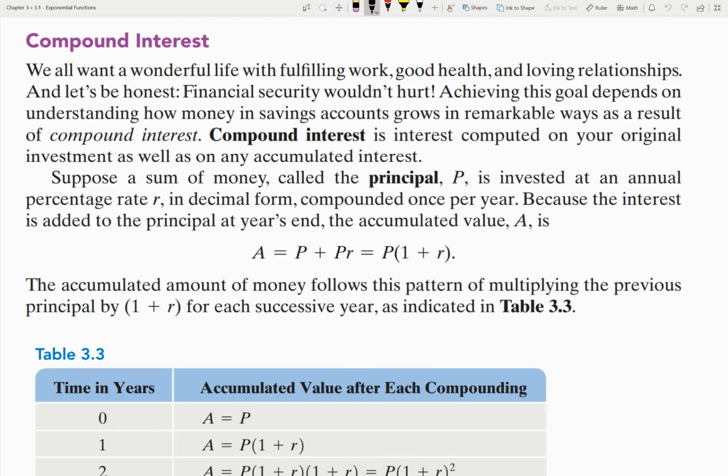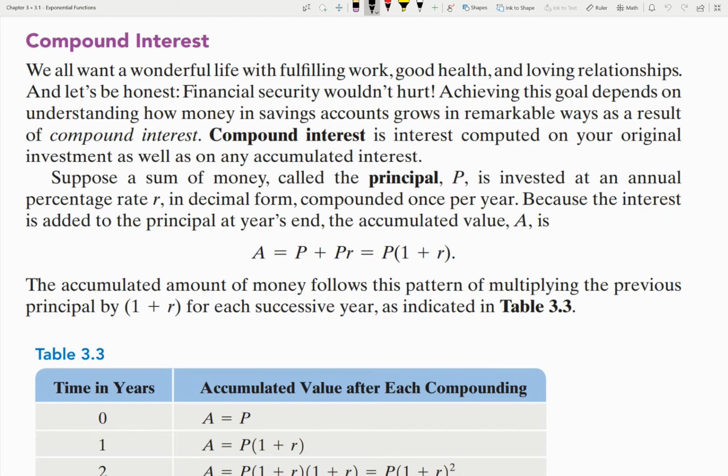Compound interest is interest computed on your original investment as well as any accumulated interest. So you make some interest the first year that you are saving your money, and then that money is now yours, and now you earn interest on your original money plus the interest that is now yours. That is called compounded interest.